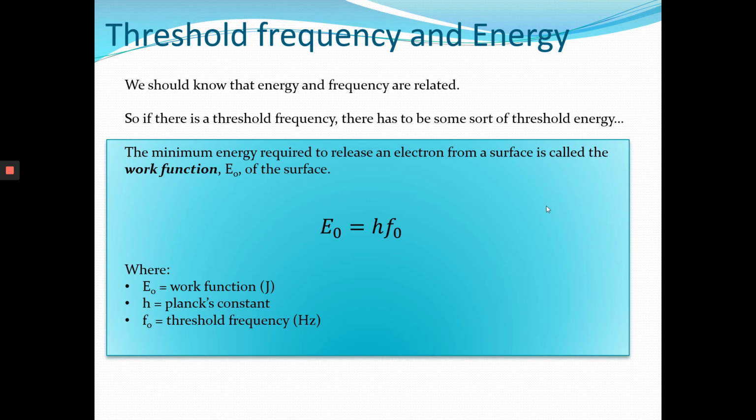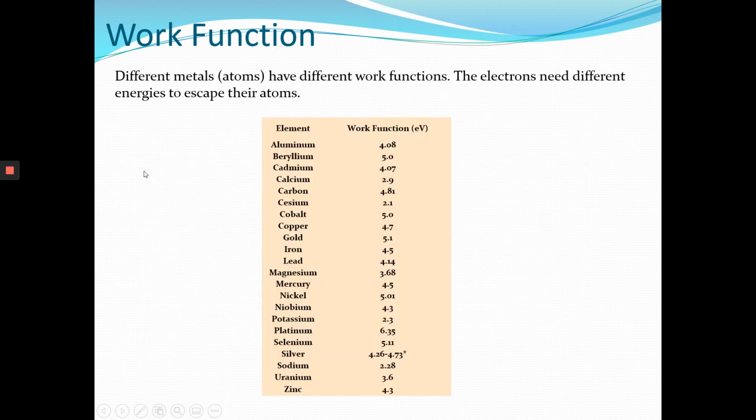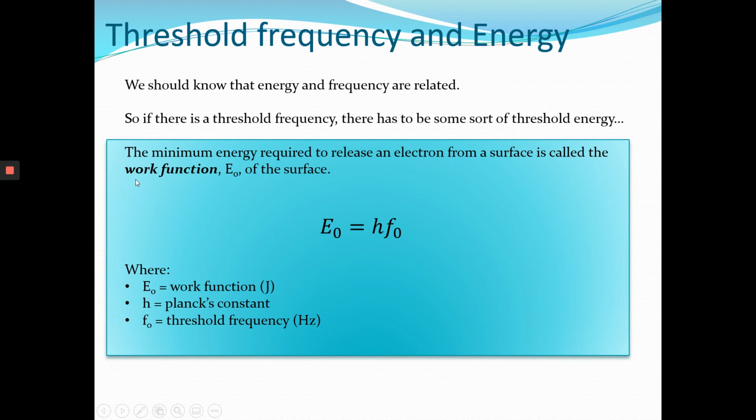Now, so we have this threshold frequency. So above this certain frequency, electrons get released. Therefore, we must have a sort of threshold energy, where above this certain energy, we get electrons being released. Now, for some reason, calling it threshold energy would be just too easy, so they've called it the work function, which makes great sense. And we call it E0. Now remember, the word work is just energy. Work done is just an energy.